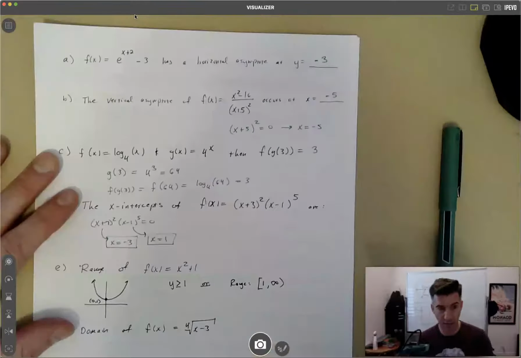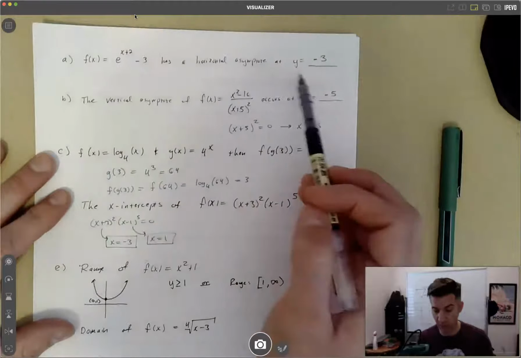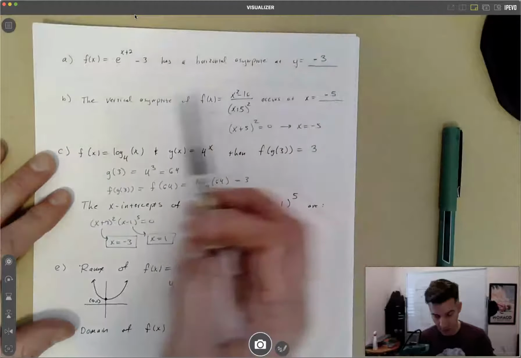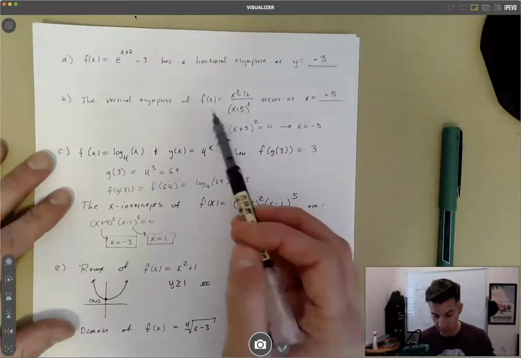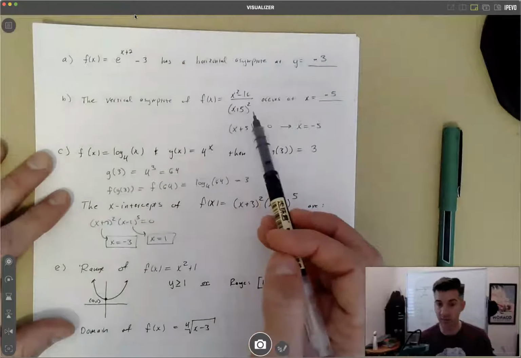So the first question, f of x equal to e to the x plus 2 minus 3. The horizontal asymptote is y equal to -3 because it's shifted down by 3. Question B, the vertical asymptote is x equal to -5 because that's what makes the denominator equal to 0, and that's how we find vertical asymptotes.